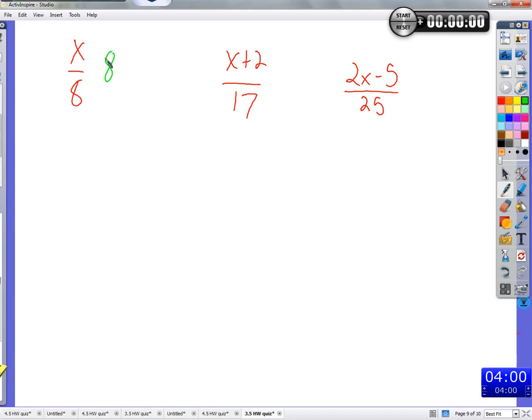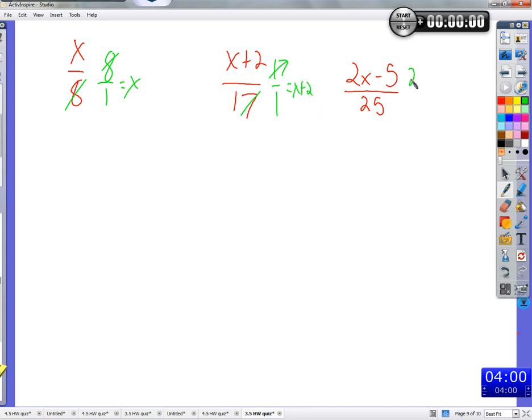Just x. We get 8 divided by 8, and x is left. What happens if I multiply this fraction by 17? X plus 2 is left because we get 17 divided by 17. That's 1 and 1. That's x plus 2 times 1. That's x plus 2. Divided by 1, that's still x plus 2.